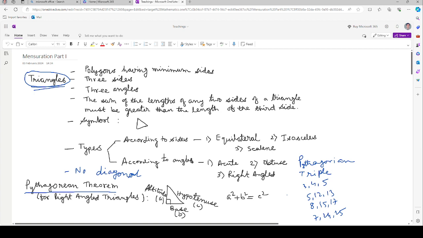Hello viewers, I am going to discuss triangles and their properties. Triangles have three sides. The polygon having the minimum number of sides is the triangle. There are three angles. The sum of the lengths of any two sides of a triangle must be greater than the length of the third side.